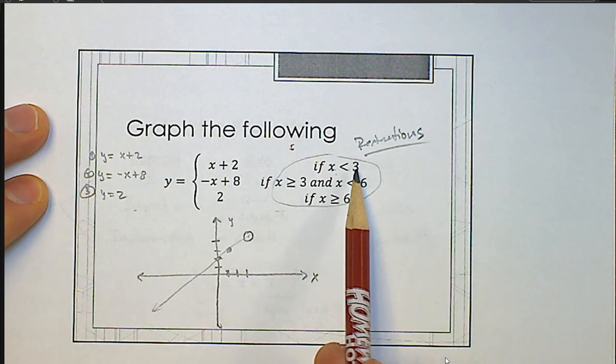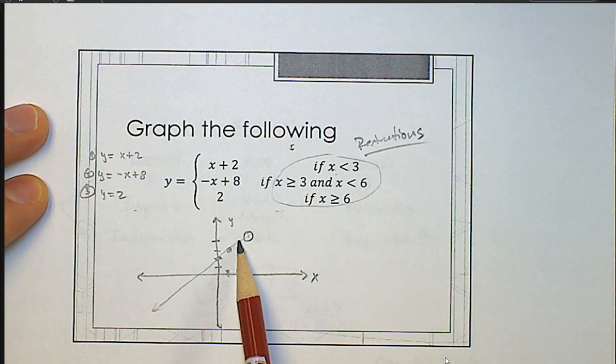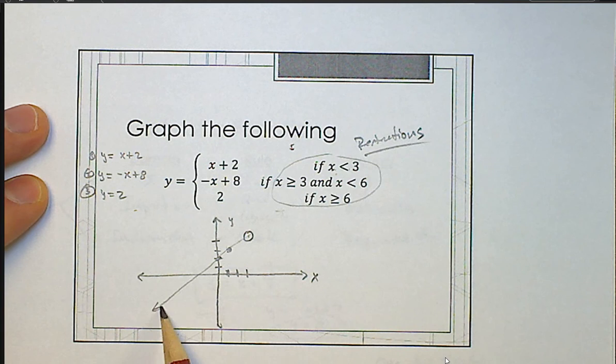And that should make sense. This counts because your x value would be 2, 1, 0, negative 1, negative 2, negative 3, etc., all the way down. Make sure your arrows are on your graph.